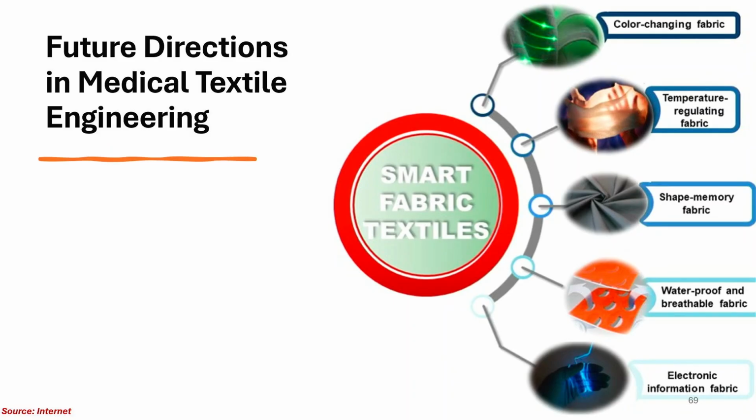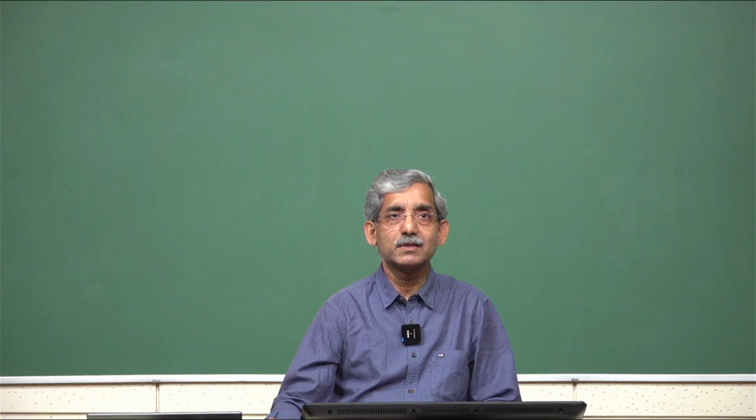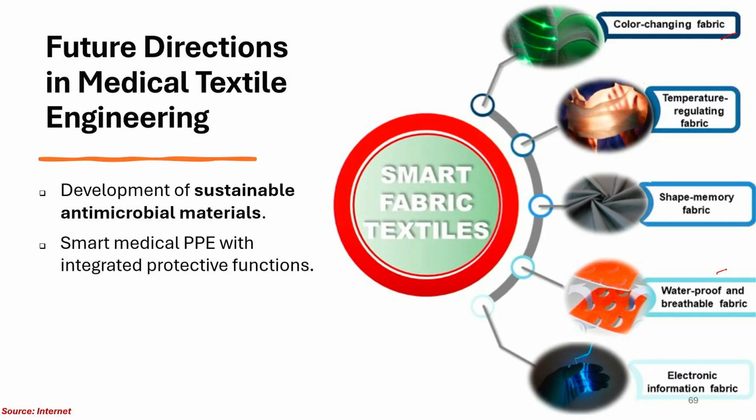Smart fabrics for textiles: color changing fiber, temperature regulating fiber, shape memory fabric, waterproof and breathable fabric. All these different types of smart integration can be there in medical textiles. Development of sustainable antimicrobial materials and smart medical PPE with integrated protective functions.